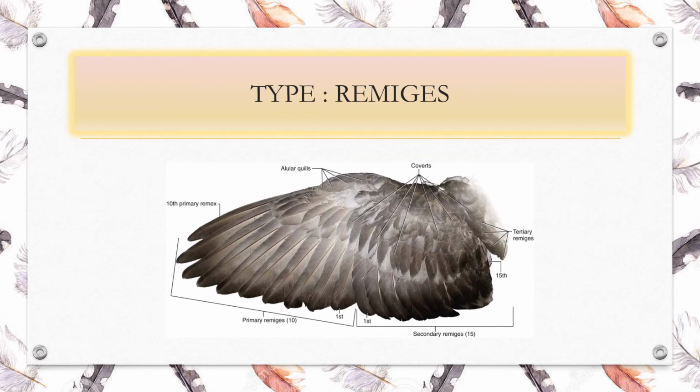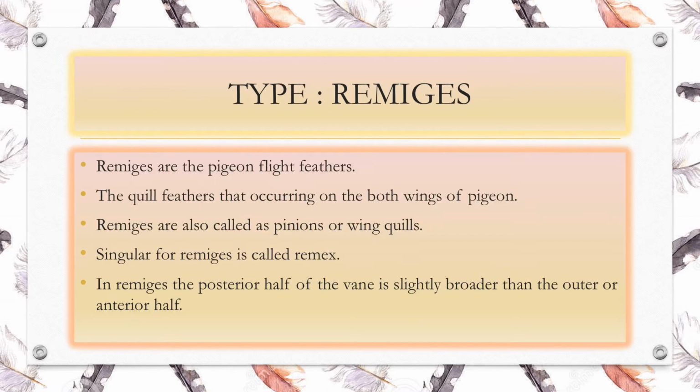This shows the primary remiges and secondary remiges. Remiges are the pigeon flight feathers, the quill feathers occurring on both wings of the pigeon. Remiges are also called pinions and wing quills. The singular for remiges is remex. In the remiges, the posterior half of the wing is slightly broader than the outer or anterior half.